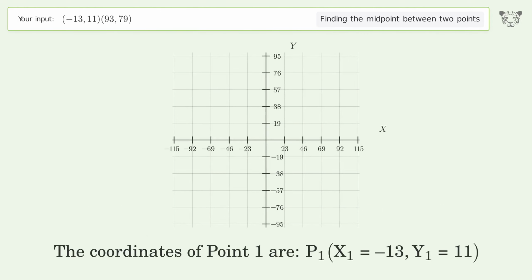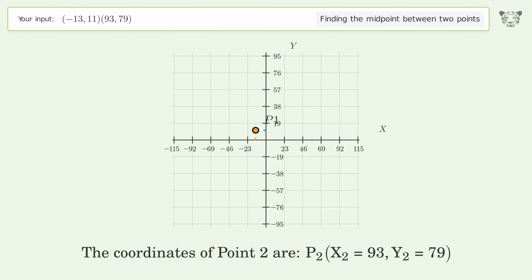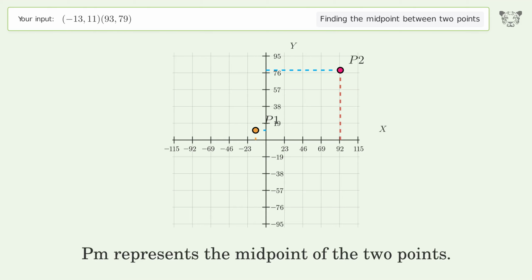The coordinates of point 1 are, x1 equals -13, y1 equals 11. The coordinates of point 2 are, x2 equals 93, y2 equals 79. PM represents the midpoint of the 2 points.